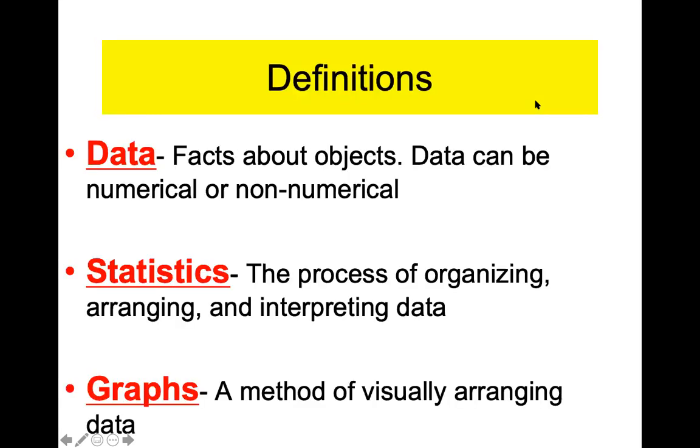Remember, we're talking in general in this chapter about data, and those are just facts, either numerical or non-numerical, about objects. When we try to organize and arrange the data so that we can interpret it, that's called statistics. And then lastly, one method of interpreting the data is to take the statistics and make a graph of it. We will not be making a graph today. We will simply be doing data and statistics. Eventually, we'll make a graph of this, but not today.